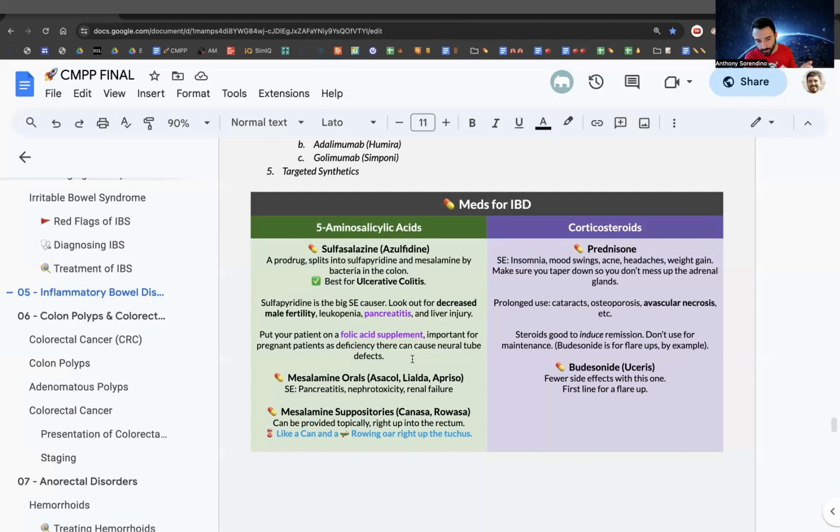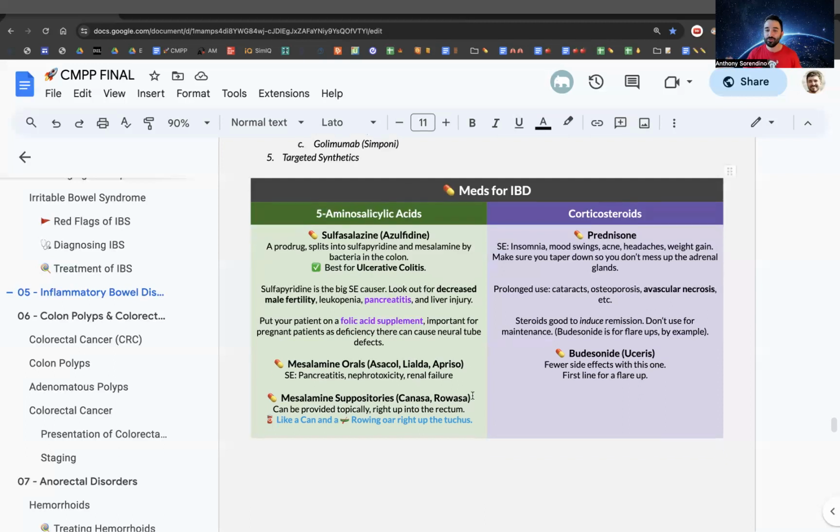How you're going to remember the difference between the orals and the suppositories, it's like a can, like a big can of string beans or something, and a rowing oar just right up your rectum. So Canasa actually sounds exactly like it. Canasa and Rowasa are your mesalamine suppositories.